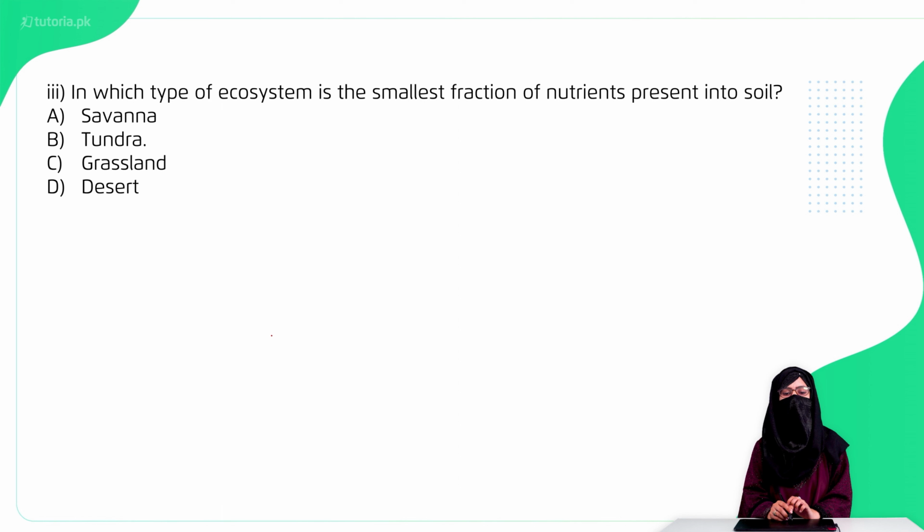Third, in which type of ecosystem is the smallest fraction of nutrient present into the soil? Savanna, tundra, grassland or desert. The right option is option B, tundra, because here there is no biomass, and when there is no biomass it will not decompose, and nutrients will not be present in that area.